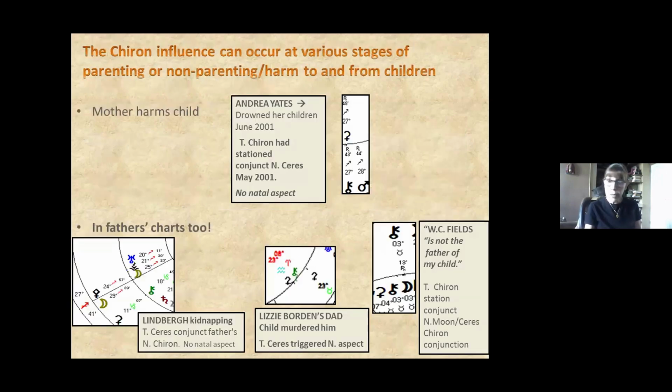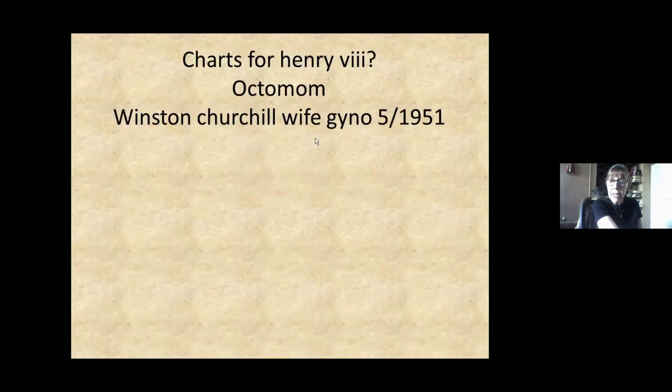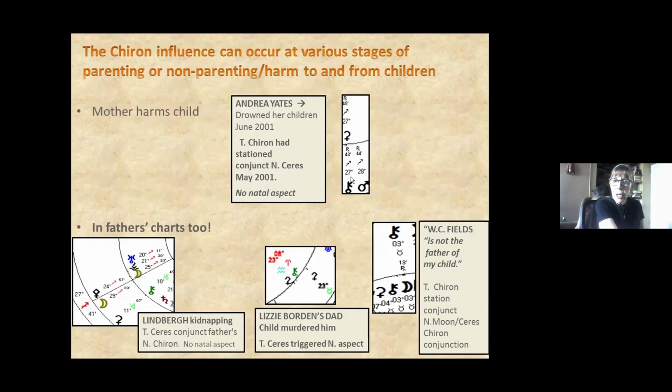Here are more parenting, non-parenting Ceres Chiron stories. So here's a mother who harmed her child. She drowned her children. Now, these are the transits a month before the event, because what happened was that Chiron stationed conjunct her Ceres the entire month before she drowned her children. So I would say this probably built up in her, and it led to the event. She had no natal aspect, by the way.